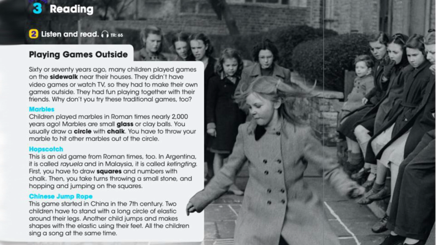Elastics. This game started in China in the 7th century. Two children have to stand with a long circle of elastic around their legs. Another child jumps and makes shapes with the elastic using their feet. All the children sing a song at the same time.